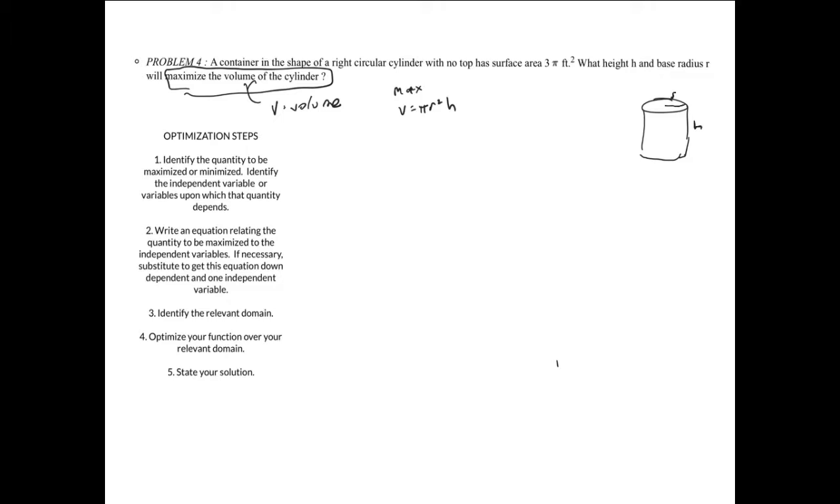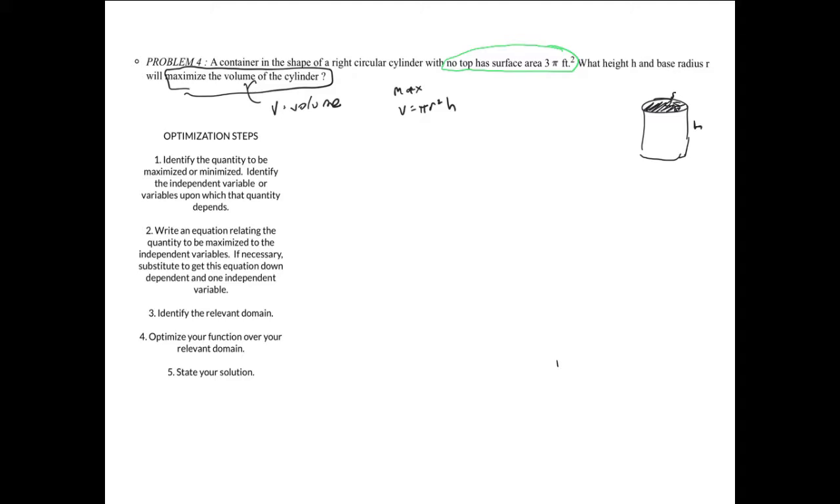I've already just done that, kind of, right? If necessary, though, substitute to get this equation down to one dependent and one independent variable. And again, I have 2 independent variables, r and h. So I need to look back in the problem for something that is a quantity that I haven't used yet. So this says surface area with no top, which I guess I should draw that in as no top, has a surface area of 3 pi feet squared.